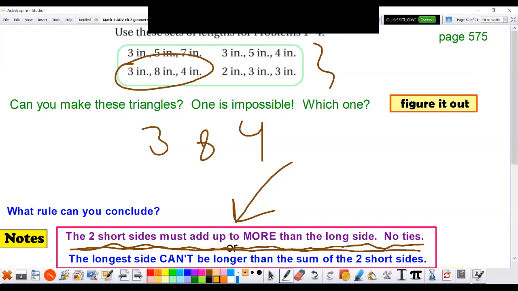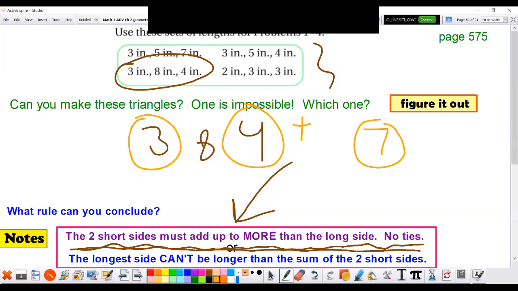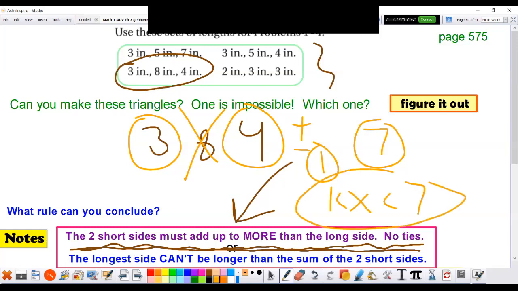What do I do? Let's pick the two short sides. What's 3 and 4 add up to? 7. Okay, what do they subtract to? 3 plus 4 is 7. What do they subtract to? 4 minus 3 is 1. That means this cannot be 8. It has to be a number between 1 and 7.